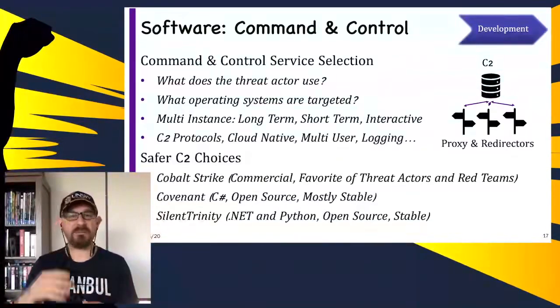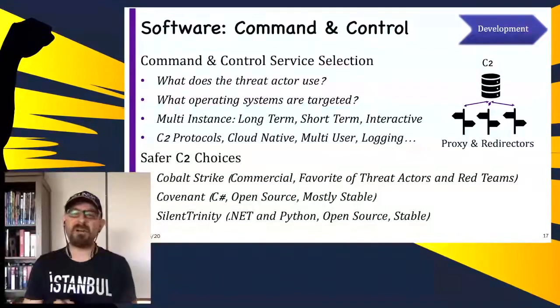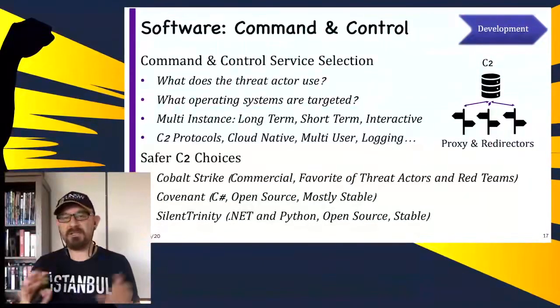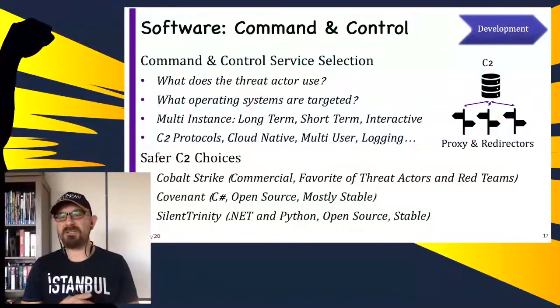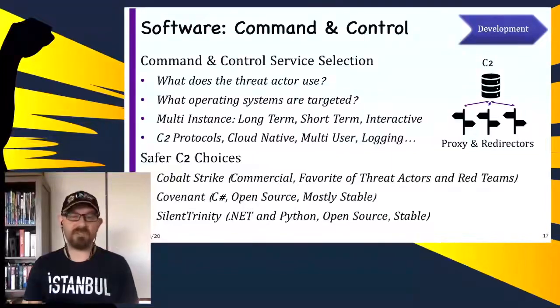Sometimes protocols, sometimes being cloud native will be the decision point. Safer C2 choices for us are Cobalt Strike, Covenant, and SILENTTRINITY. Cobalt Strike is also used by threat actors, so it's a common tool. But Covenant and SILENTTRINITY also give us additional options, such as using .NET tradecraft and making everything slightly cutting edge and slightly more flexible.